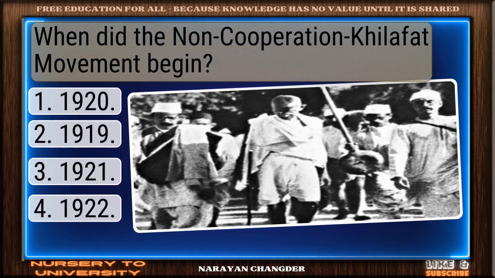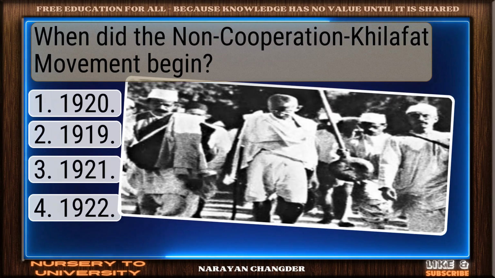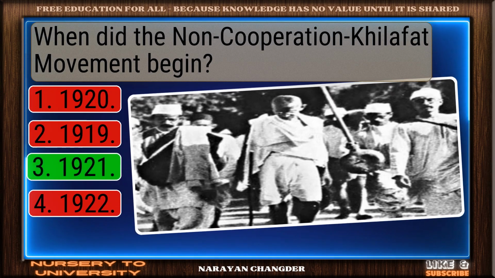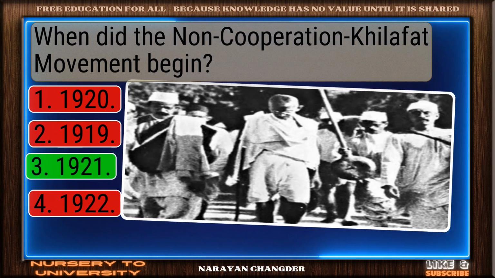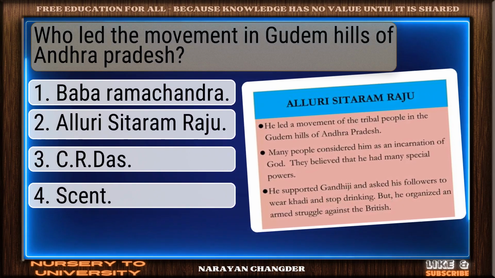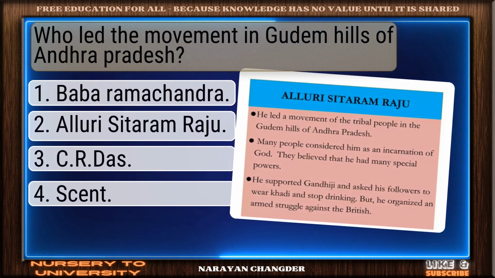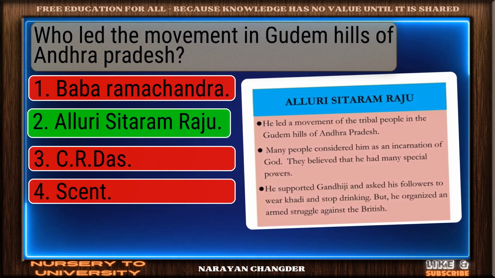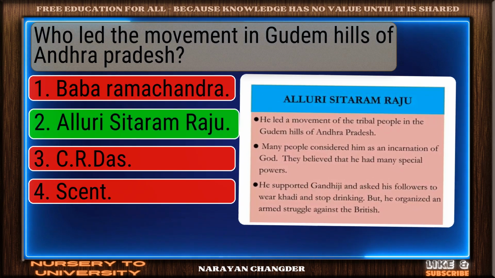When did the non-cooperation Khilafat movement begin? Nice work. 1921 fits perfectly. Who led the movement in the Gudem Hills of Andhra Pradesh? Right again. Alluri Sitarama Raju is valid.